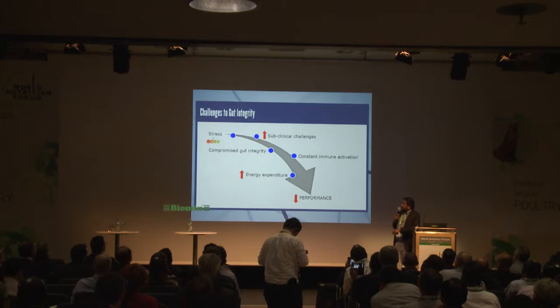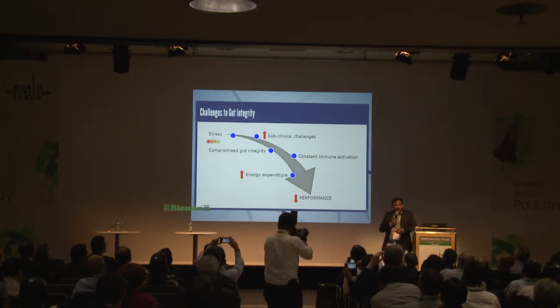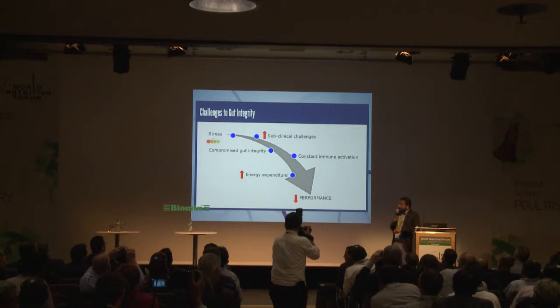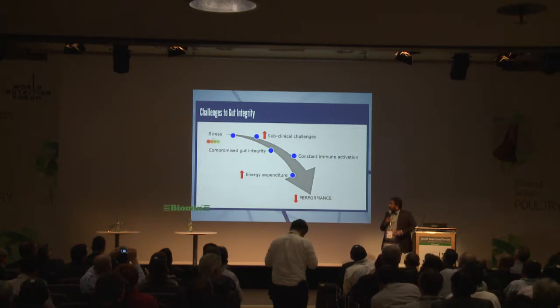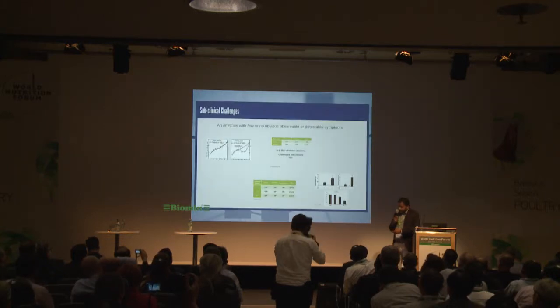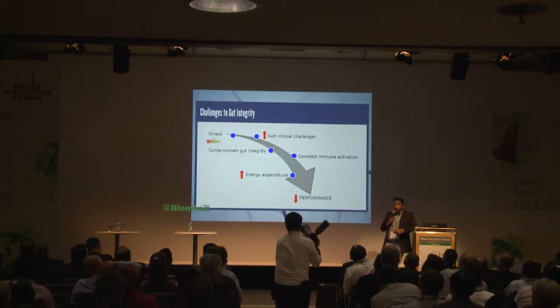So this stress provides an opportunity for the subclinical challenge. It could be, again, any of the organisms that have been already discussed by the previous speakers, mycotoxins or any pathogen. They compromise the gut integrity, and that leads to constant activation of the immune system, leading to increased energy expenditure and a drop in performance.